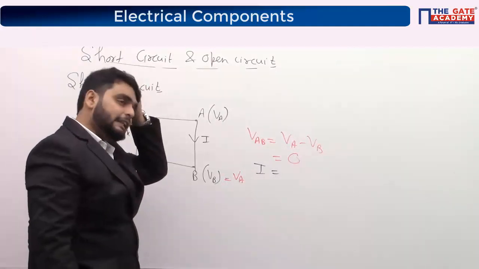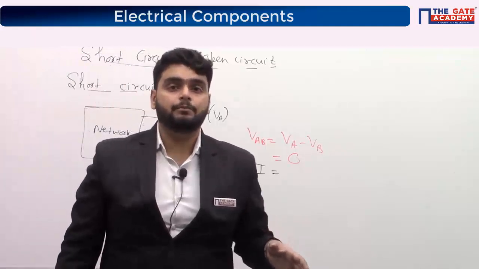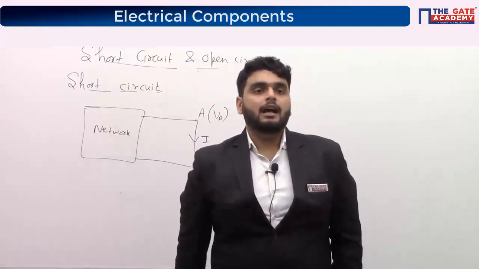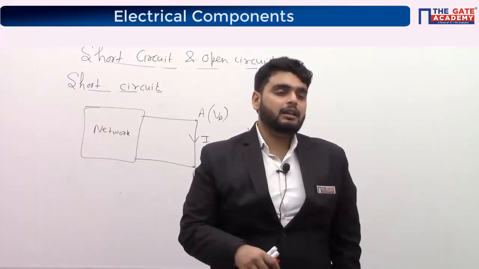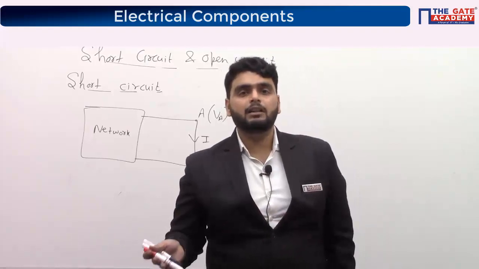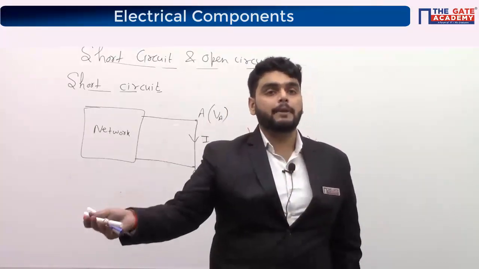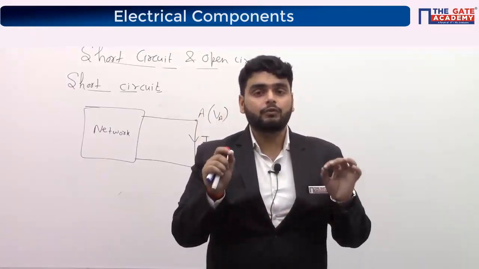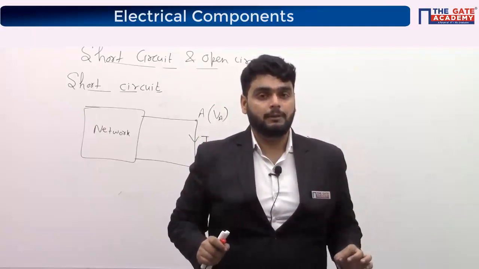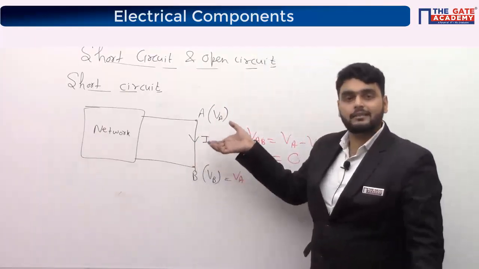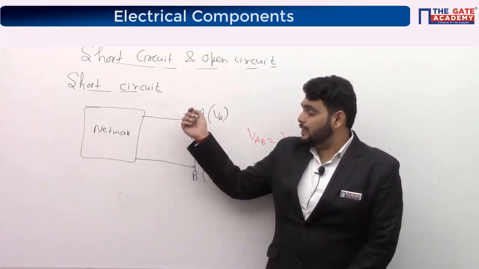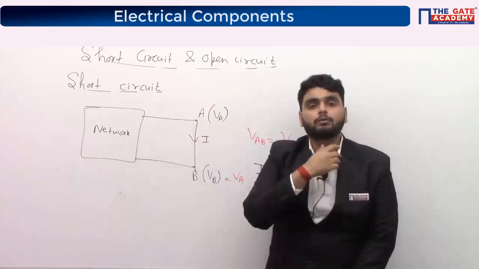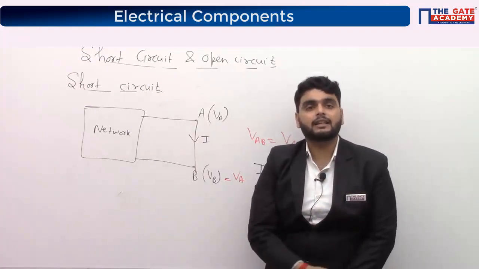Never say the current will be infinite. Why? In an ideal case, infinite current means a current of very high value, for example 1000 kiloampere. Even in an ideal case, there is no wire through which this much current is possible. There is no wire that can allow 10,000 kiloampere to flow. It will get burned out even in the ideal case.